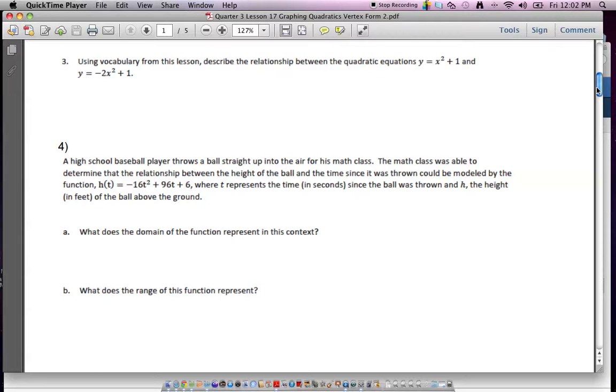So what's the horizontal shift in this one? Everybody, the horizontal shift, what is it? 0. It's as if it says x minus 0 squared. Right, are you with me on that? So what is the vertex of both of those graphs going to be? It's the same vertex. What is it going to be? 0, comma 1. Very good.